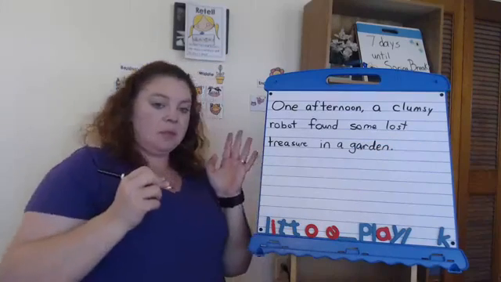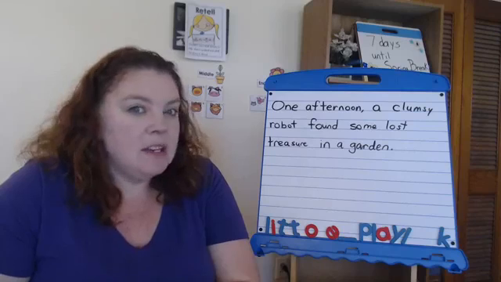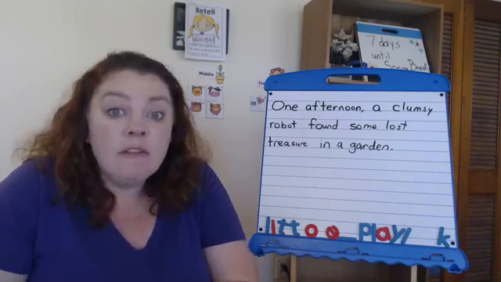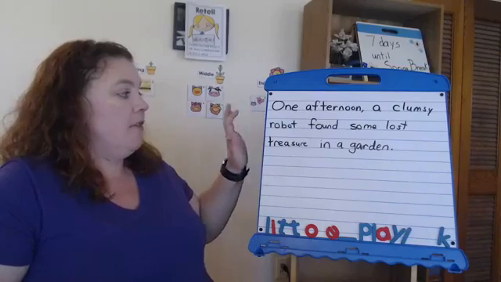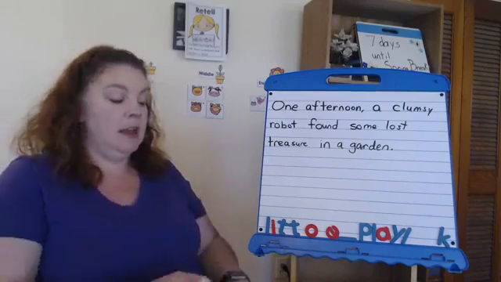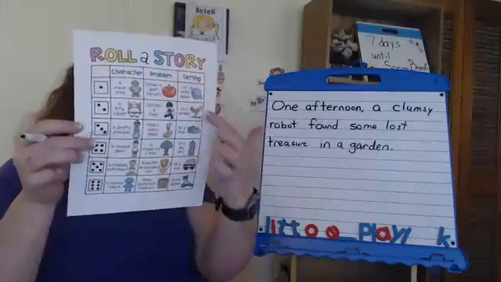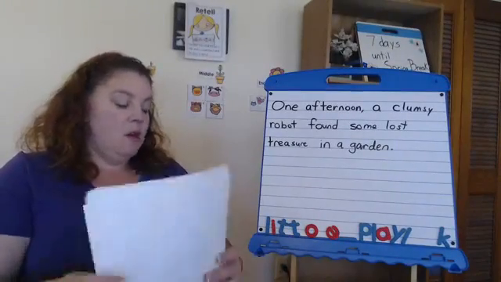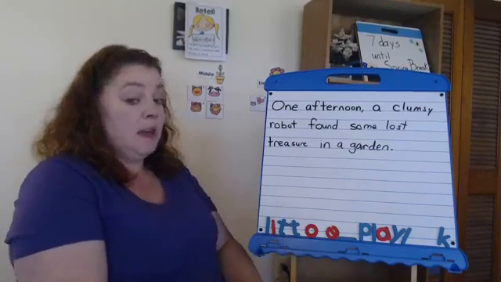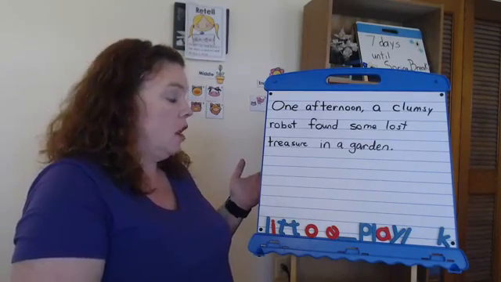Now, when you're writing your story, if you want to add to your story, that's perfect. So like my story is, one afternoon, a clumsy robot found some lost treasure in a garden. That's my character, that's my problem, and that's my setting. So now I can take and keep adding to my story. So one afternoon, a clumsy robot found some lost treasure in a garden.